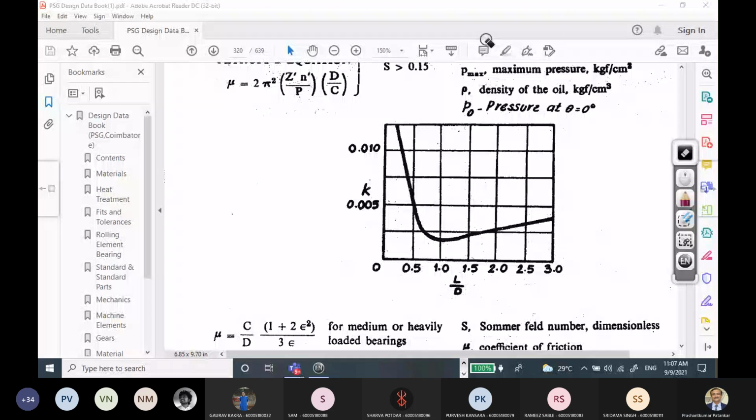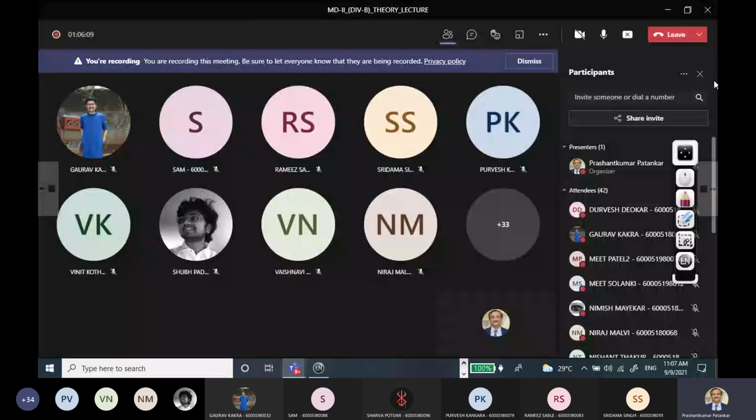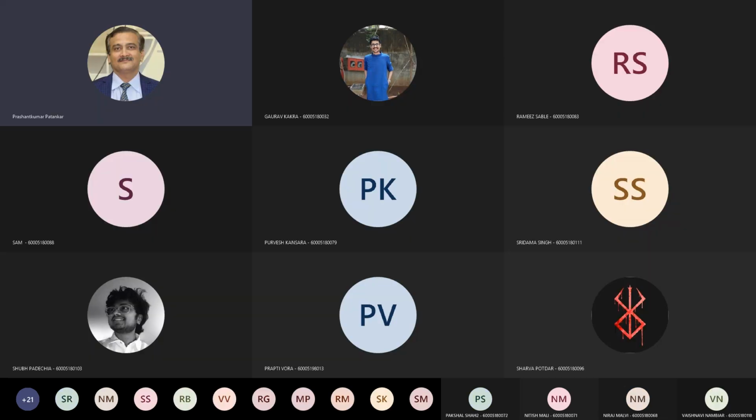Okay. Anyone having any doubt? Whatever I discussed with you just now, from your exam point of view or from your oral point of view, this equation is very important. Further, from this equation, one more important term that we are going to define is called the Sommerfeld number. In the next class, I will talk about that.